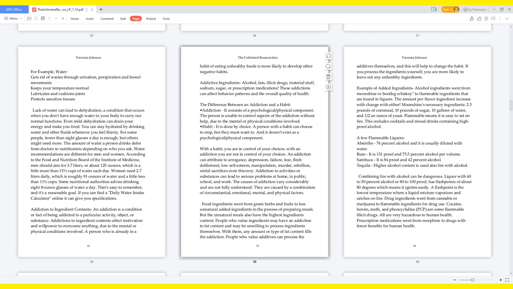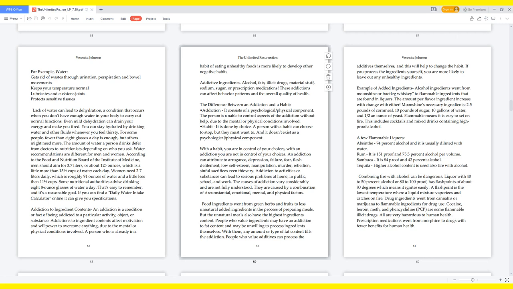Example of added ingredients: alcohol ingredients went from moonshine or bootleg whiskey to flammable ingredients that are found in liquors. The amount per flavor ingredient increases with change with either. Moonshine's necessary ingredients: 2.5 pounds of cornmeal, 10 pounds of sugar, 10 gallons of water, and 1/2 ounce of yeast. Flammable means it is easy to set on fire.